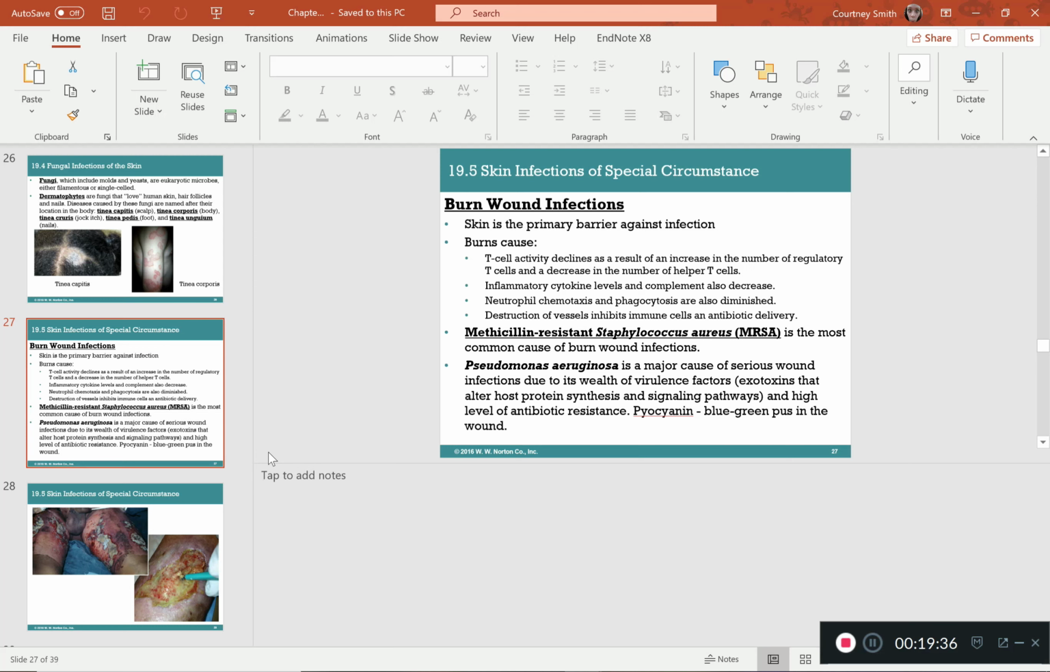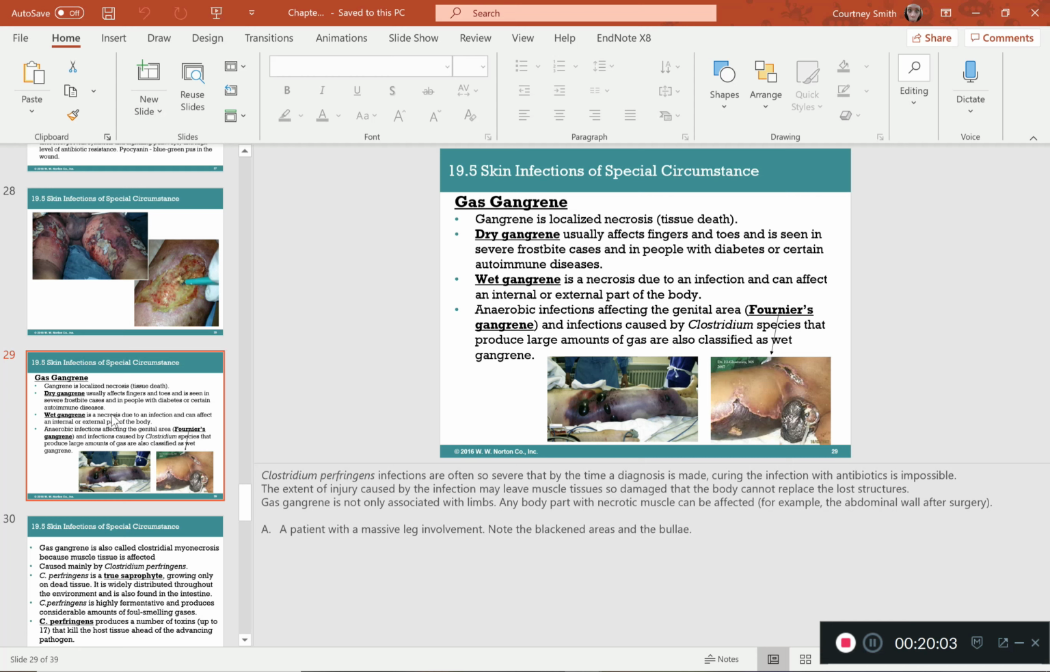Okay, so gangrene. I do want you to know the difference between the two different gangrenes. We have wet and dry, be able to tell the difference. Dry gangrene is normally associated with frostbite or people with ill-controlled diabetes, whereas wet gangrene is normally necrosis because of an infection, because of a microorganism rather than environmental. That's the big picture.